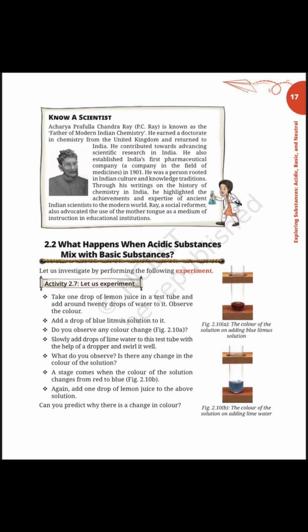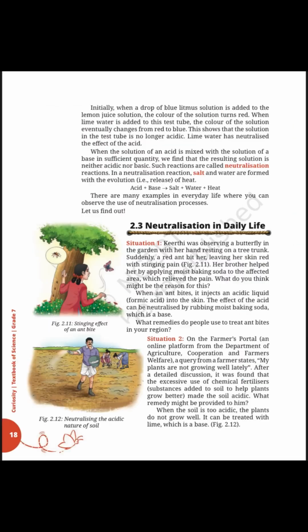Again, add 1 drop of lemon juice to the above solution. Can you predict why there is a change in color? Initially, when a drop of blue litmus solution is added to the lemon juice solution, the color of the solution turns red. When lime water is added to this test tube, the color of the solution eventually changes from red to blue. This shows that the solution in the test tube is no longer acidic. Lime water has neutralized the effect of the acid.